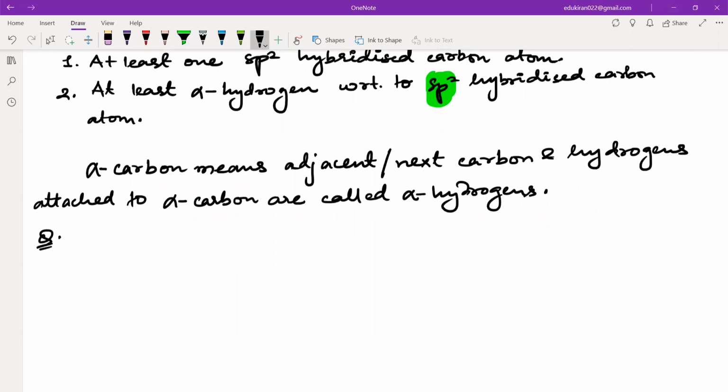So let's write the first question. I'm just numbering A, B, C. You will have to tell me which of the following carbons is sp2 hybridized and which of the carbons are alpha carbons.